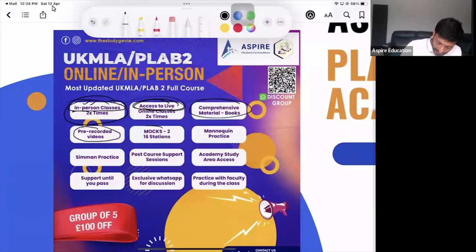Then you will have 2 mocks included as well. So the 2 mocks will be a full 16 stations, the way it's going to happen in the exam. You'll get the 2 mocks in the academy, so you'll be prepared before the exam. So you know what to expect when you go into the actual exam, right?